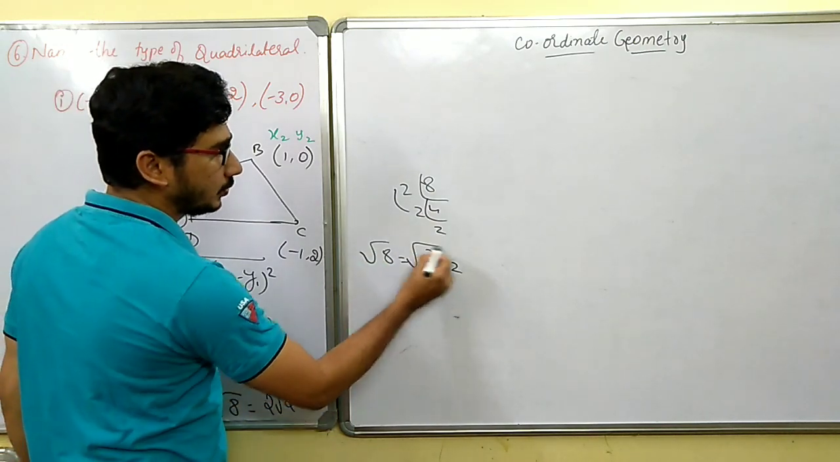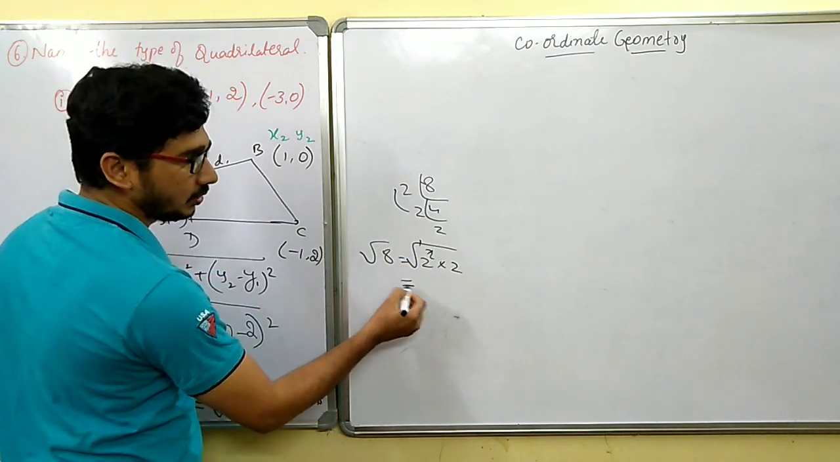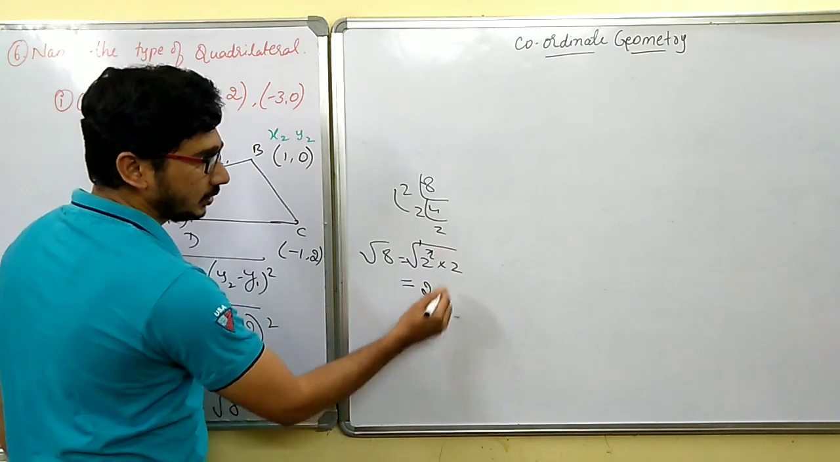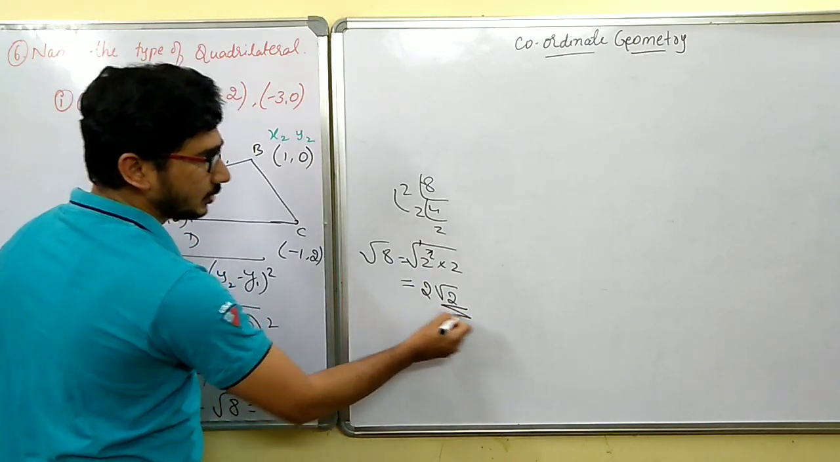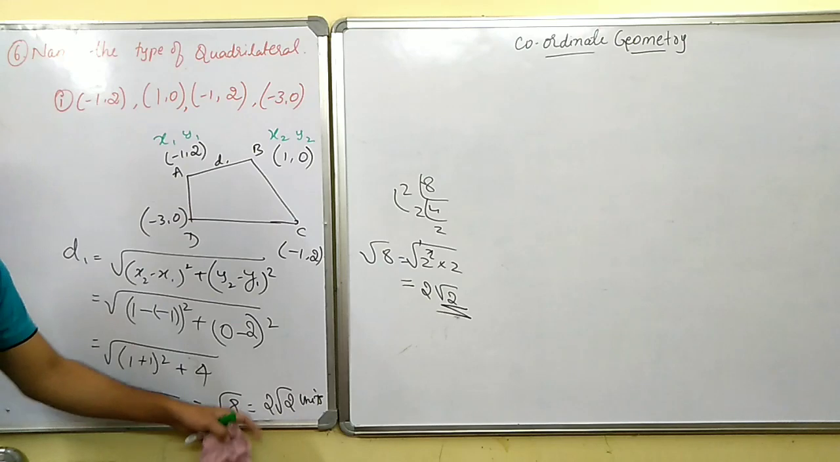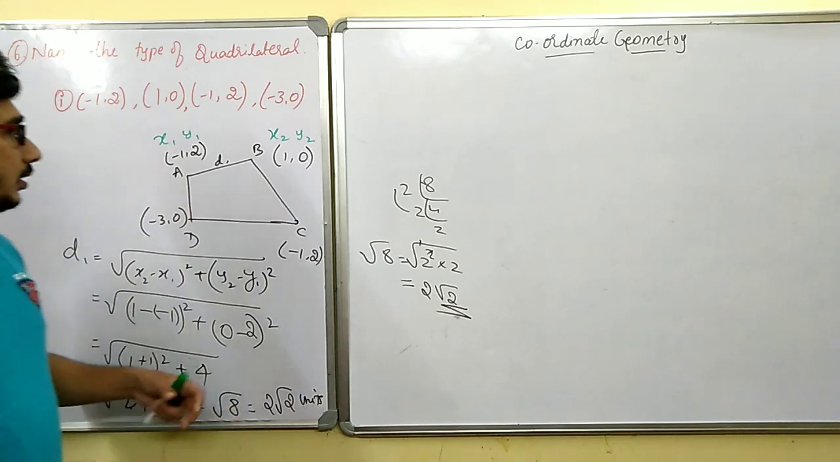If it is under root, what will happen? This one and this one will get cancelled. 2 will come out. This number and this root will be as it is. So that is the reason root 8 is written as 2 root 2. Okay. Now I got this value.